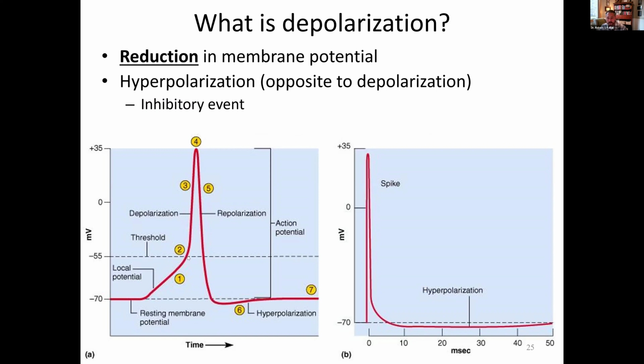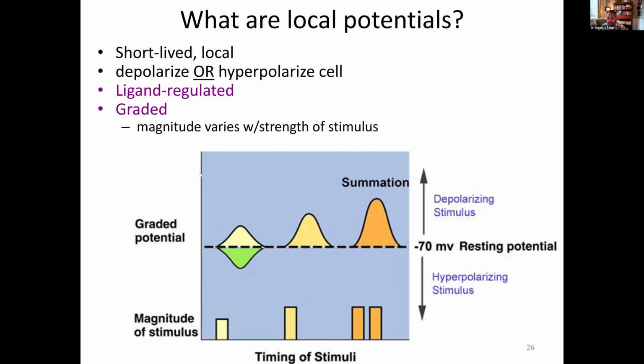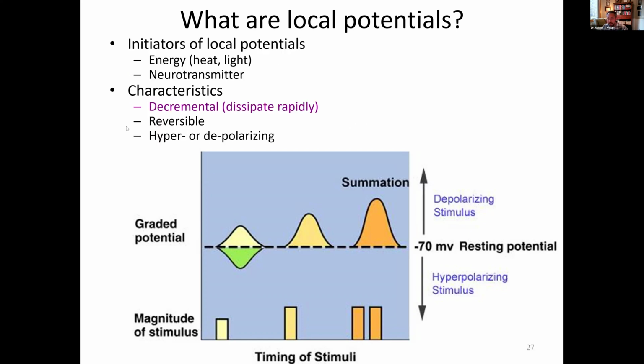And once it crosses threshold, it converts from a local or a graded potential to an action potential. So these local potentials are short-lived. They're local. They will dissipate or go away, and that's on this next slide. They'll dissipate if they're not used. If they don't reach threshold, then they fade. We call that terminology decremental or dissipation.